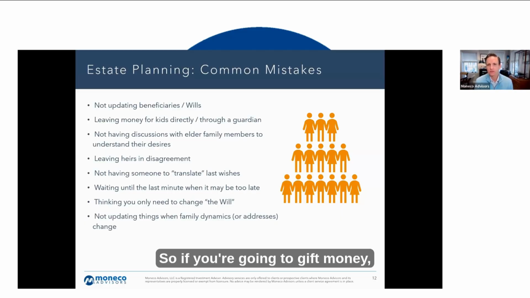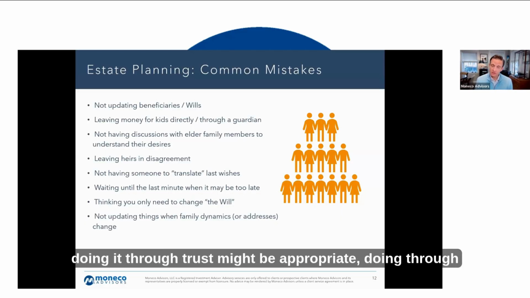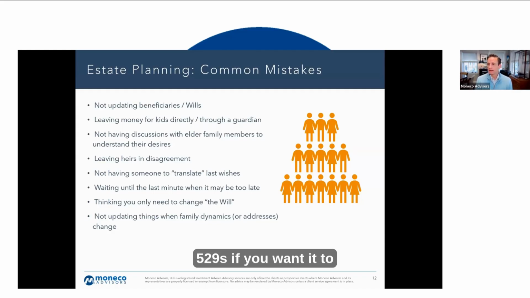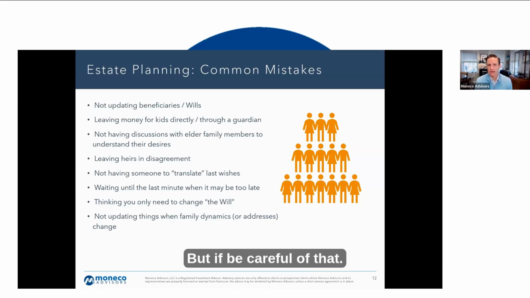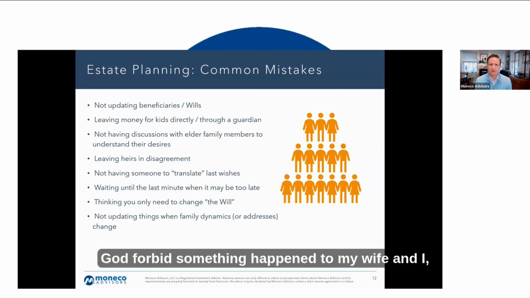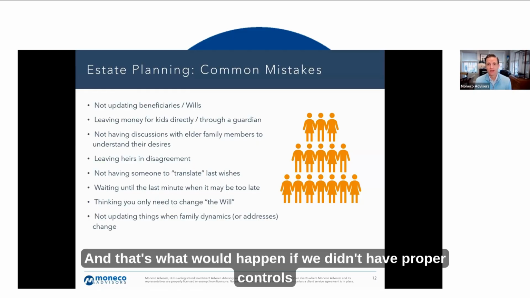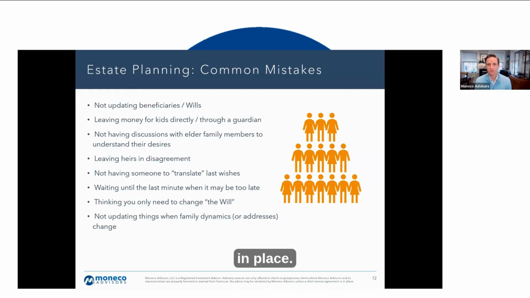So if you're going to gift money, doing it through a trust might be appropriate, or doing it through 529s if you want it to be for college. I mean, there's a lot of different ways of doing it, but be careful of that. God forbid something happened to my wife and me, I don't want my kids getting control of our estate and all that money when they're 18 years old. And that's what would happen if we didn't have proper controls in place.